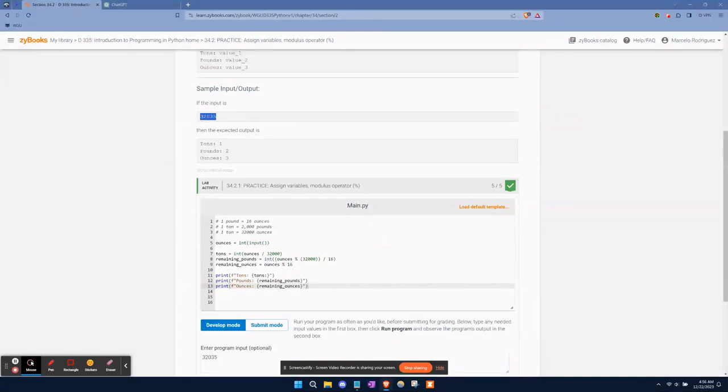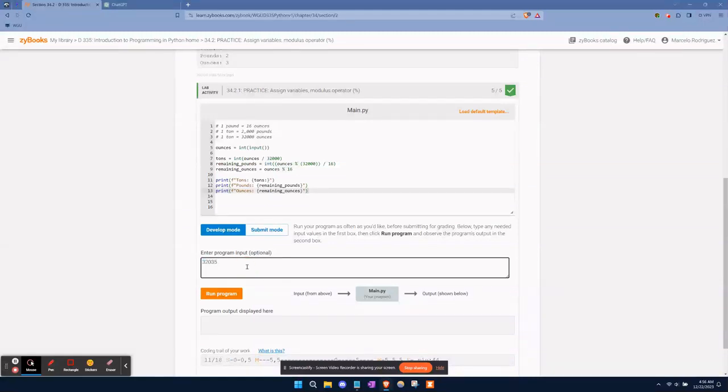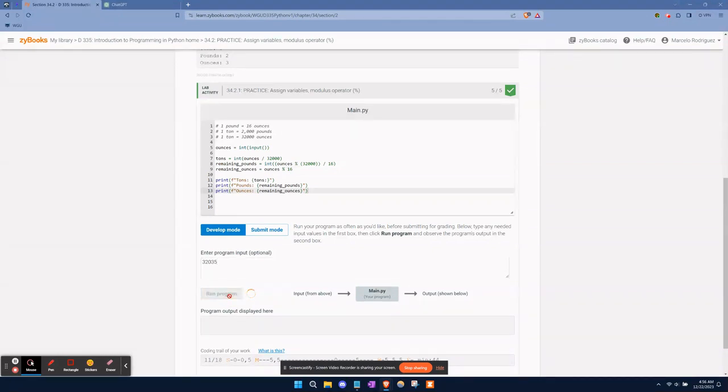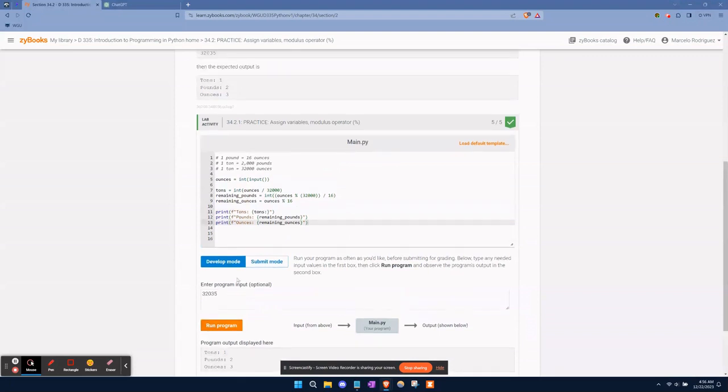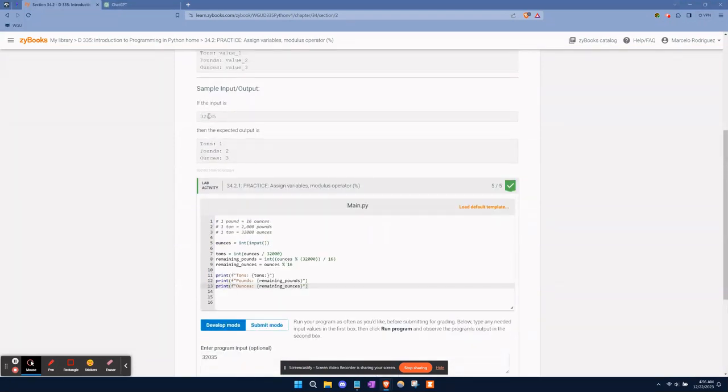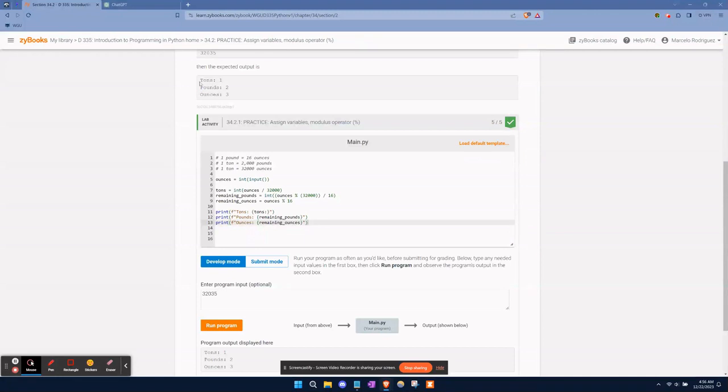So take this number and enter it here. You can copy and paste it, or you can just manually type it in. And we're going to run the program. As you can see from our output, when our input is 32,035, our output should be this. Not only these values, but in this format. So we have tons, colon, space 1, pounds, colon, space 2, ounces, colon, space 3, right? Because 32,035 ounces is equal to 1 ton, right? That's 32,000.